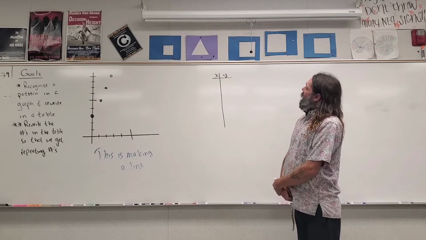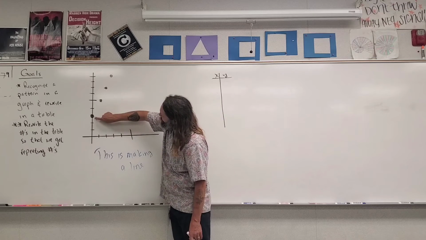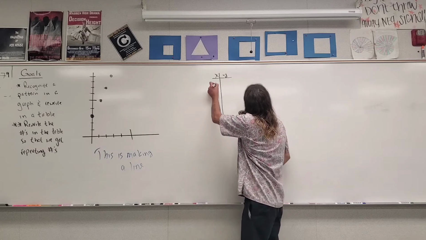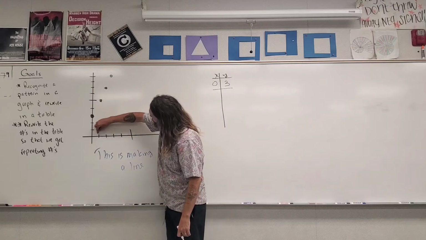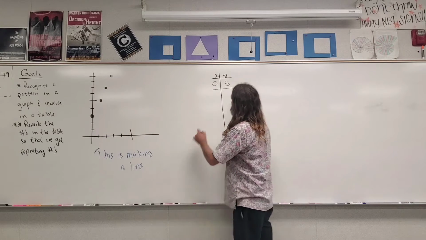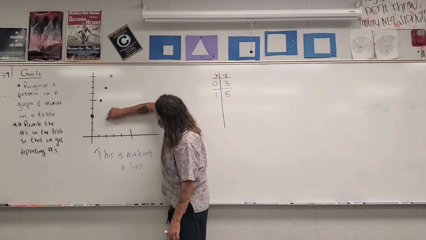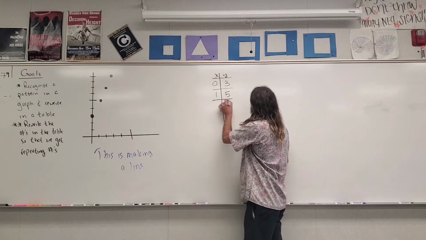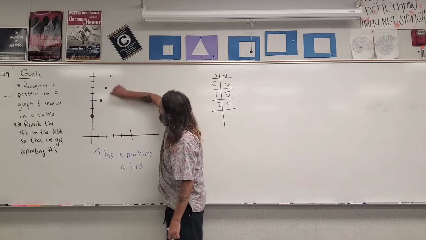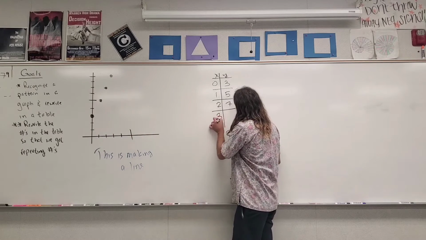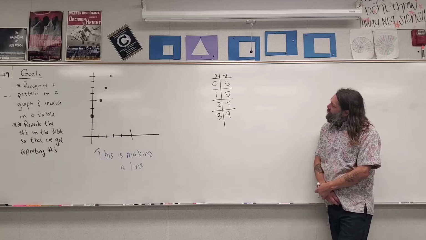My first ordered pair, I have left or right movement of 0 because I'm on the y-axis, and I'm up 3. So my first ordered pair would be (0, 3). My second ordered pair, I come over 1, and I go up 5. So (1, 5). My third ordered pair, I go over 2 and up 7. So (2, 7). And my last ordered pair, I go over 3 and up 9. So (3, 9).